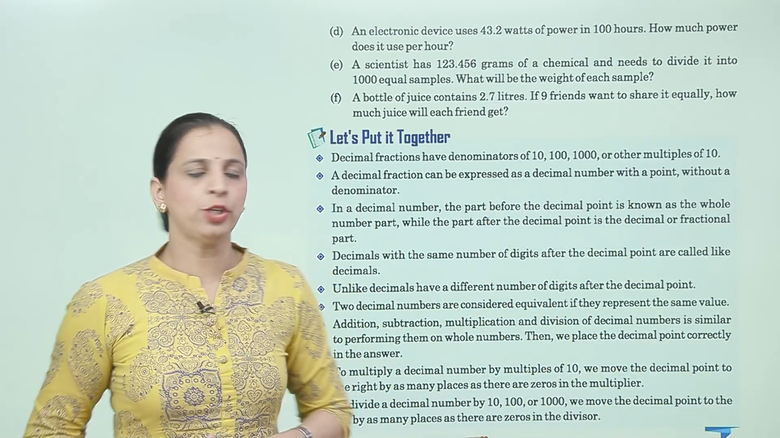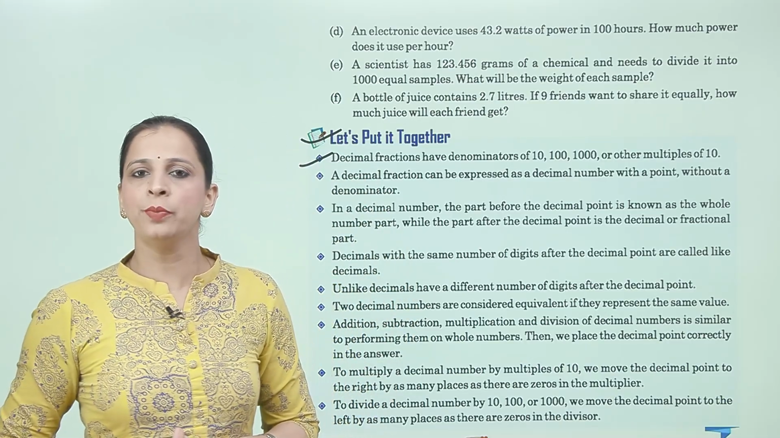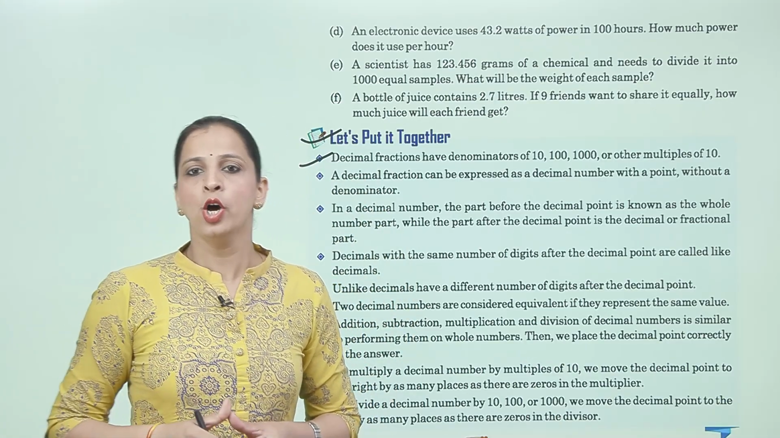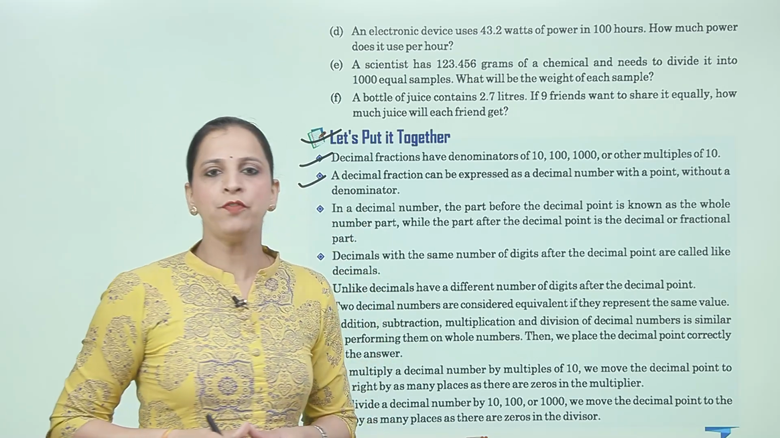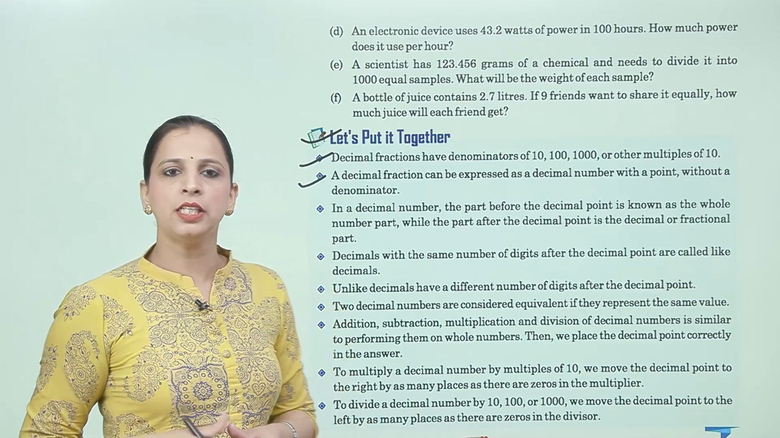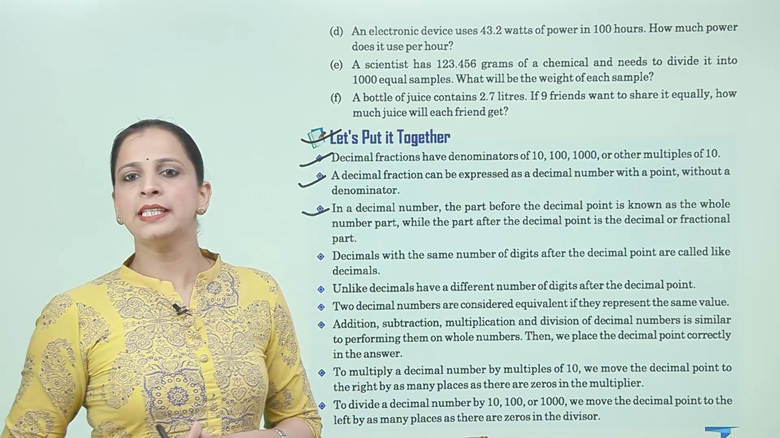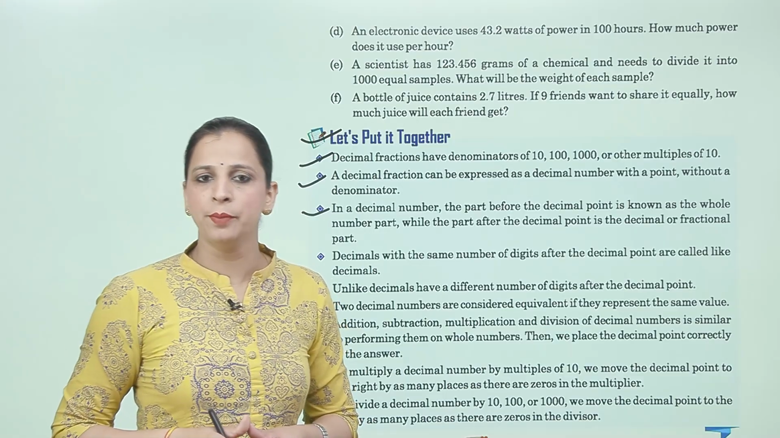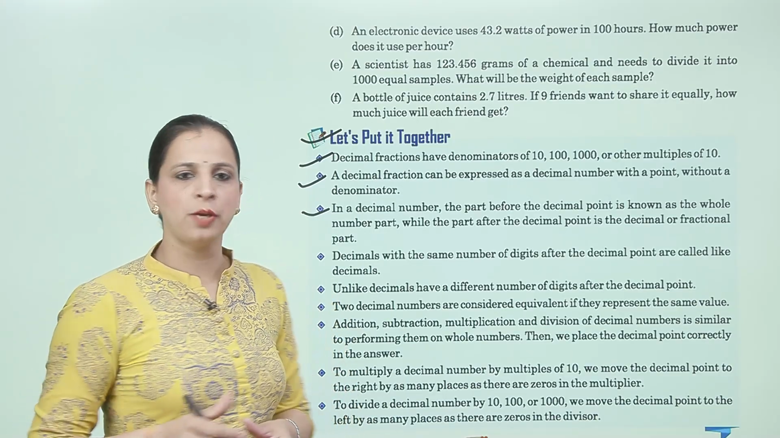Now let's put it together. First, decimal fractions have denominators of 10, 100, 1000 or other multiples of 10. Next, a decimal fraction can be expressed as a decimal number with a point without a denominator. In a decimal number, the part before the decimal point is known as the whole number part, while the part after the decimal point is the decimal or fractional part.